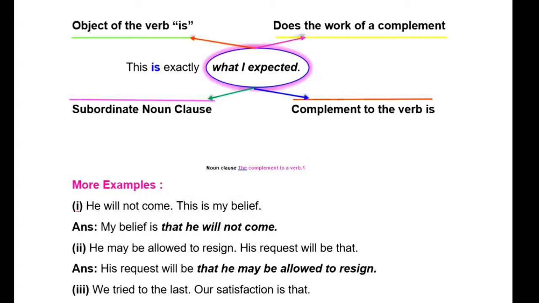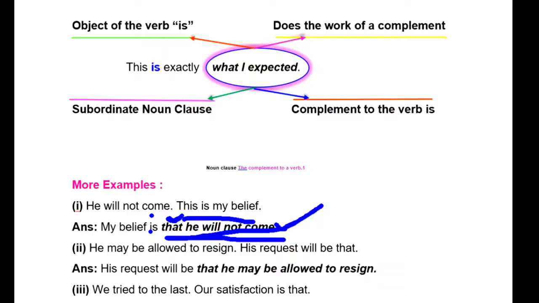This is my belief: that he will not come. It is the main verb and its object is "that he will not come." And you can see here that the subordinate clause has been introduced with the conjunction that. So this is a subordinate clause and it is the complement of the verb is, and this complement is a clause, so we can say that it is a noun clause.